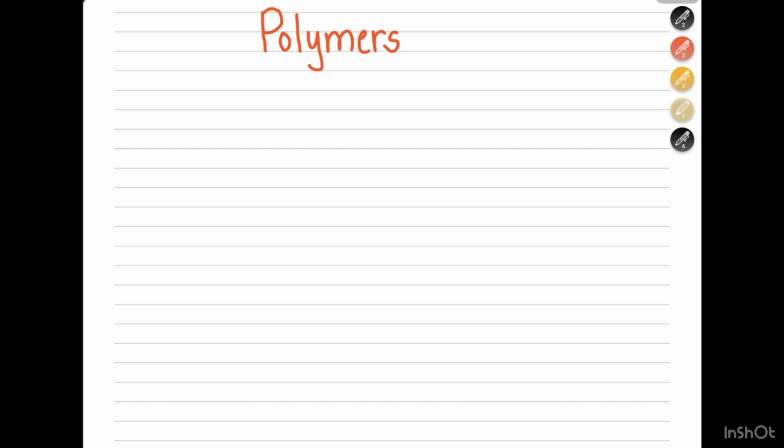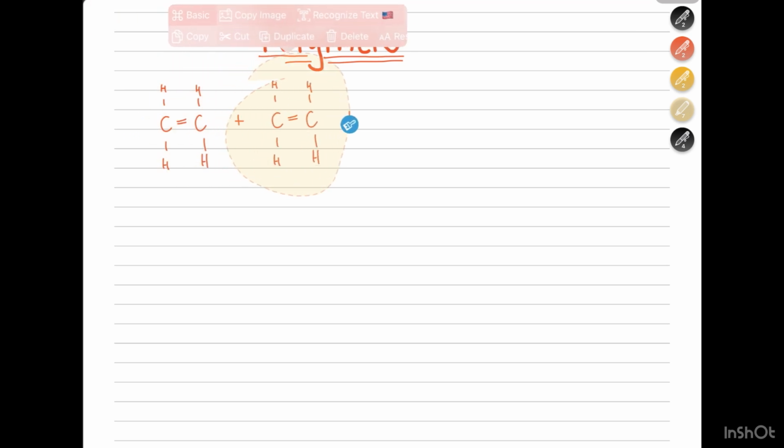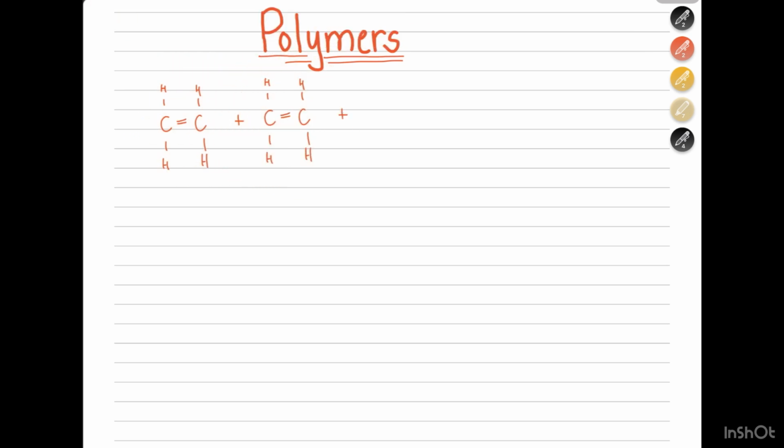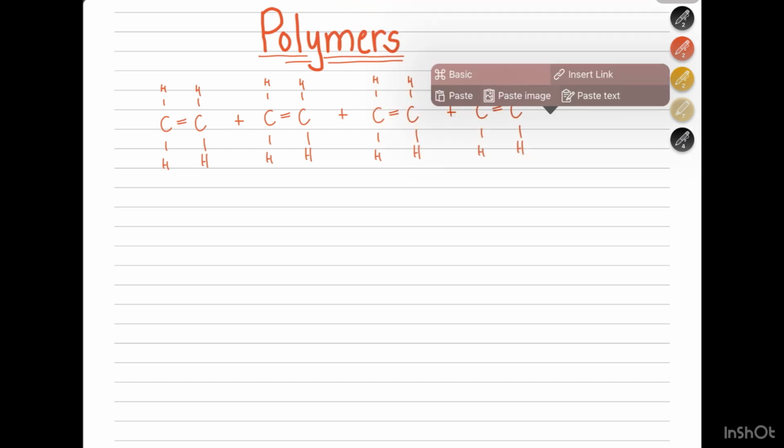Alright, so now we're going to study another concept which is known as polymers. Before explaining polymers, I want you to consider this example. Let's say we have ethene. This is going to be C double bond C, and then H, H, H, and H, 4 hydrogens. Let's say it reacts with another alkene and another alkene and another alkene. Let's say it goes on and on.